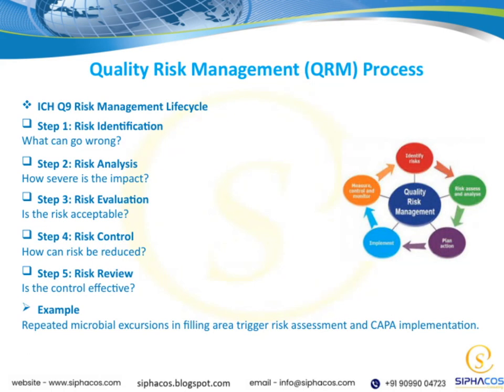Let's walk through the quality risk management process following the ICH Q9 life cycle. First, we identify risks, asking, what can go wrong? Next, we analyze those risks to understand how severe the impact might be. Then, we evaluate whether the risk is acceptable or if action is needed. After that, we control the risk by figuring out how to reduce it. Finally, we review to see if our controls are working effectively. For example, repeated microbial issues in a filling area would prompt a risk assessment and corrective actions.